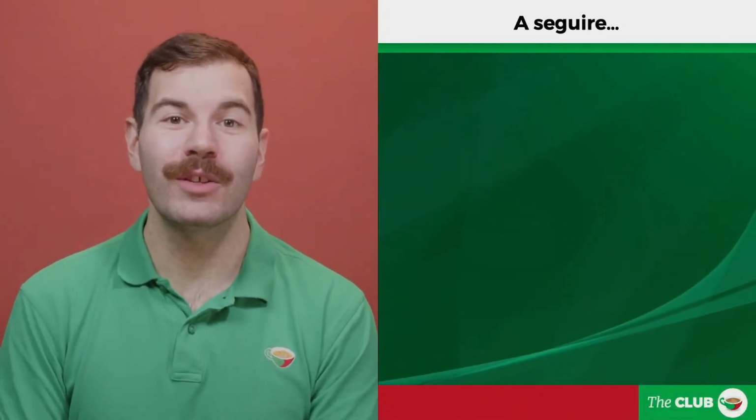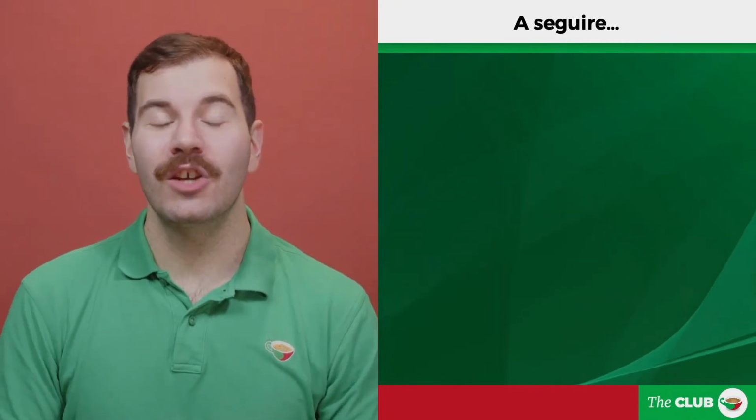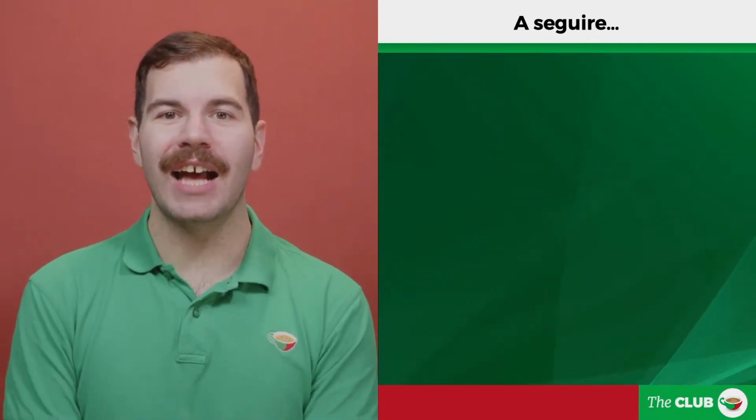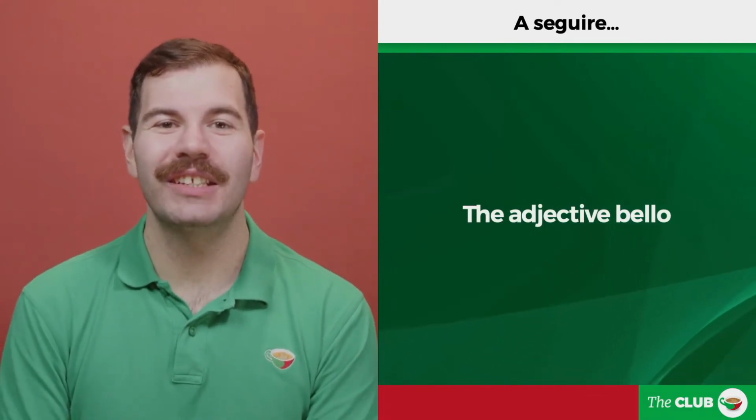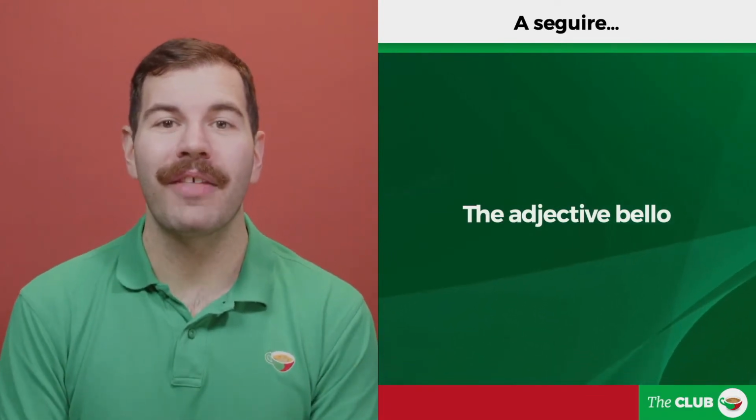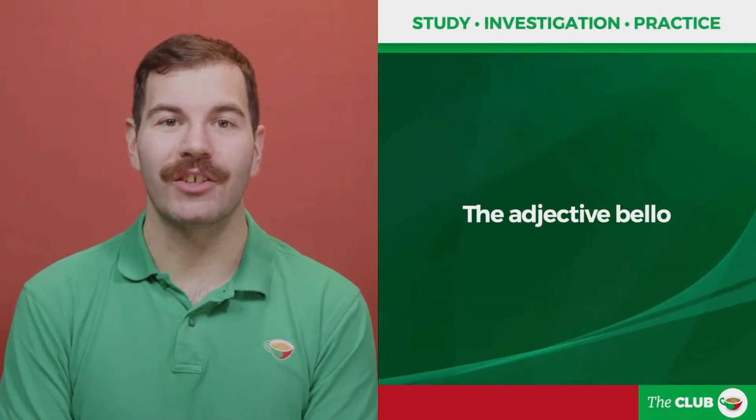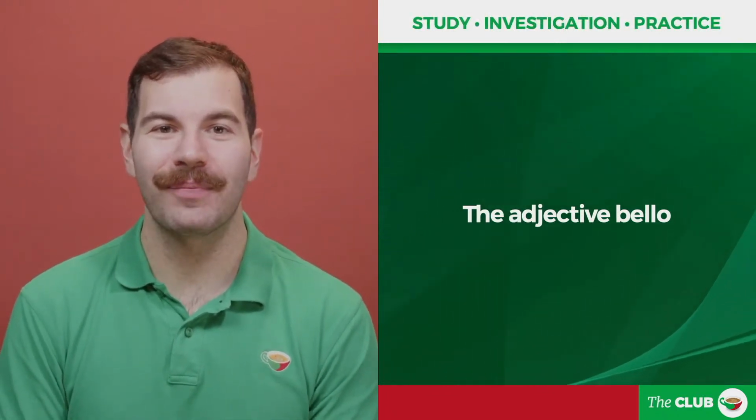Ciao and welcome to another Coffee Break Italian Club video. Io sono Maurizio and today we talk about grammar. The topic of today's video is the adjective bello. We're going to delve into this adjective following our SIP method: study, investigation, and practice.